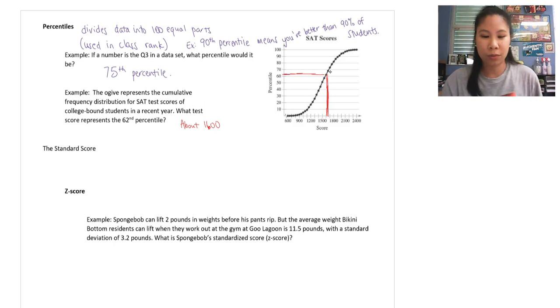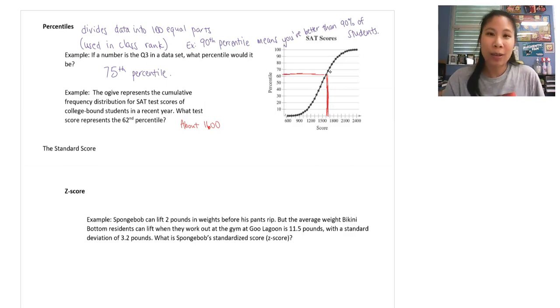And this is also kind of an older example because this is back when the SAT was based out of 2,400 points instead of 1,600. But yeah, so that's how we use percentiles. That's how we read an ogive with percentiles.